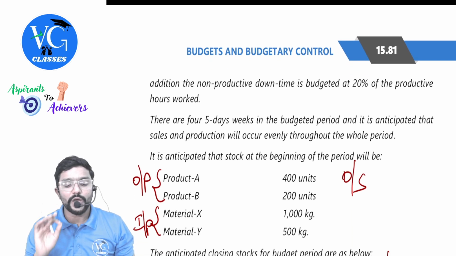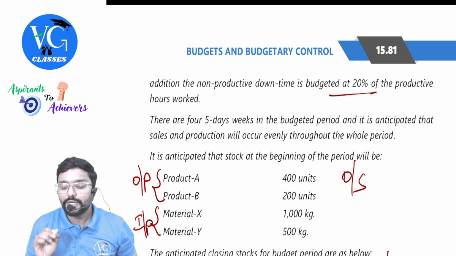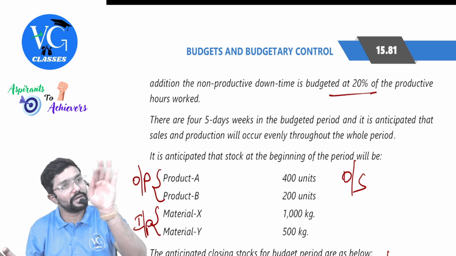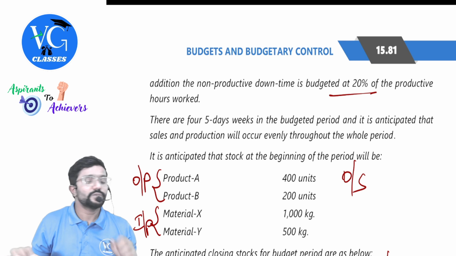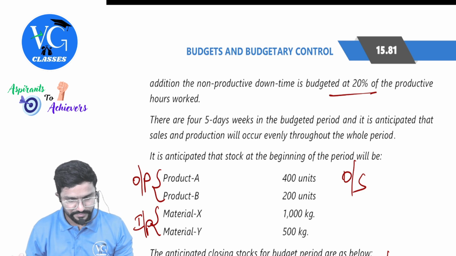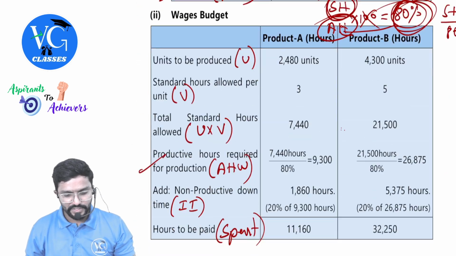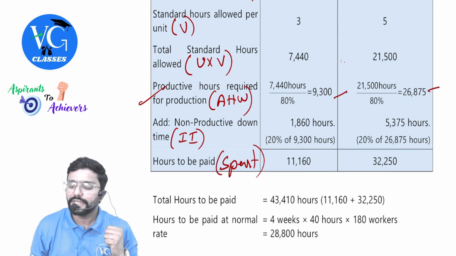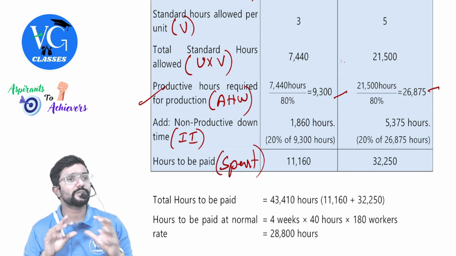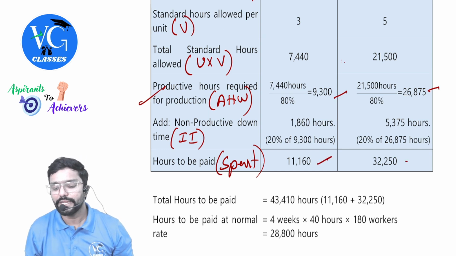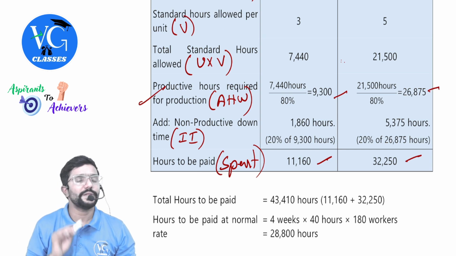In addition, the non-productive downtime is budgeted to be 20% of productive hours worked. Means it's actually not productive, but out of work, this is there. Clear? So, if I ask you in the answer, what is the total productive hours? It is 9,300 and 26,875. If I ask you what is the total of work or spent, it is 11,160 and 32,250.